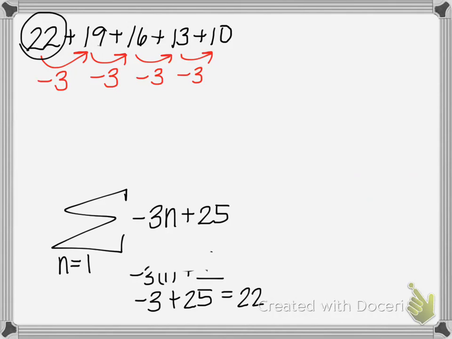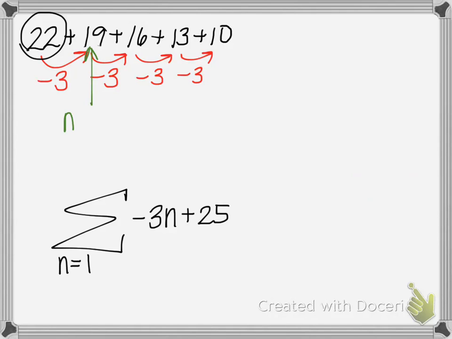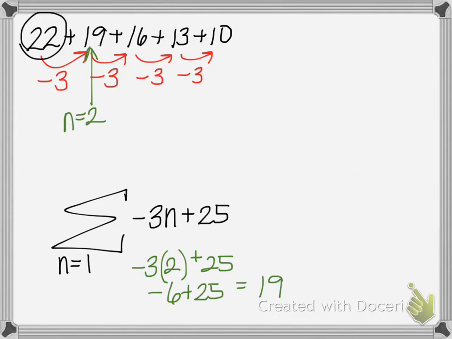And if at any time you were unsure whether this formula worked, you would just check it by substituting in, let's say, the second term. My second term is 19, which would be substituting n equals 2. So you could verify negative 3 times 2, substituting 2 in for n, and see that you do get 19. Here I'd have negative 6 plus 25, and yes, that's definitely going to give me 19, which is my second term. So that looks great.